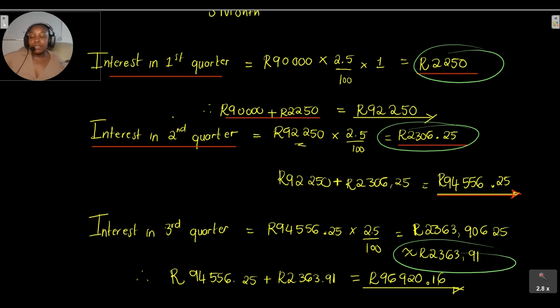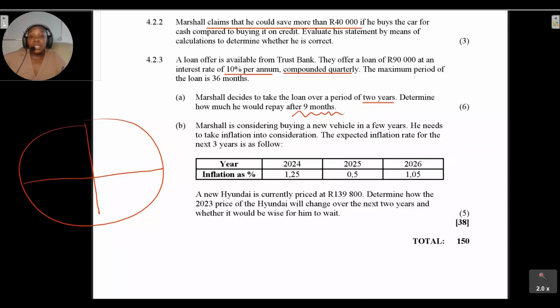Simple interest is easy peasy lemon squeezy. I'm going to show you guys how you deal with that. Compound interest is the one where you really need to be careful, because now interest is calculated on the accumulated amount. I hope I managed to clarify that for you guys.